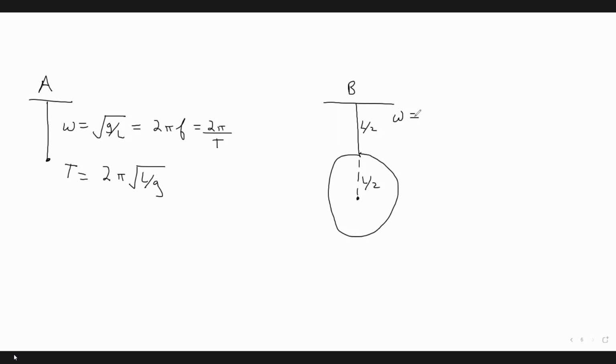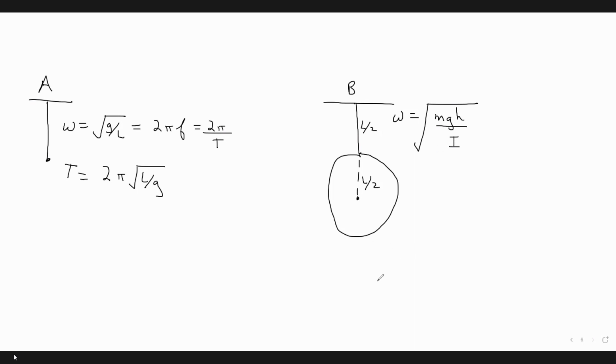So for a physical pendulum, omega is the square root of mgh over the rotational inertia. Now this h is the distance from the pivot point to the center of mass. So that h is L. And what is I?